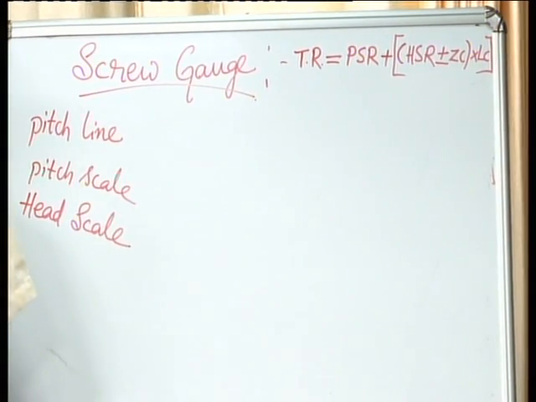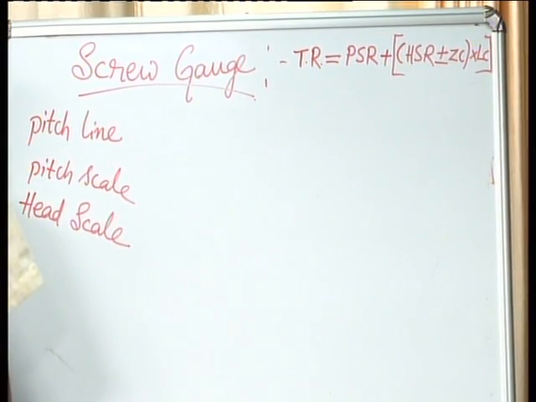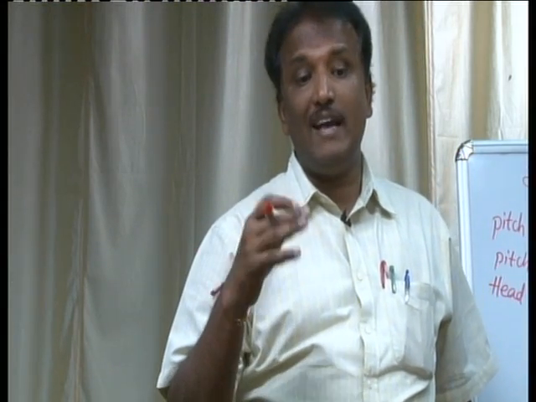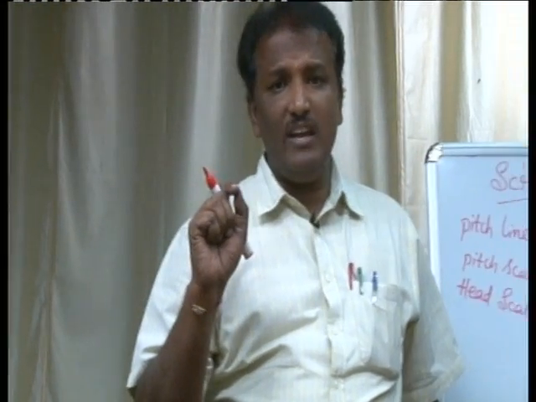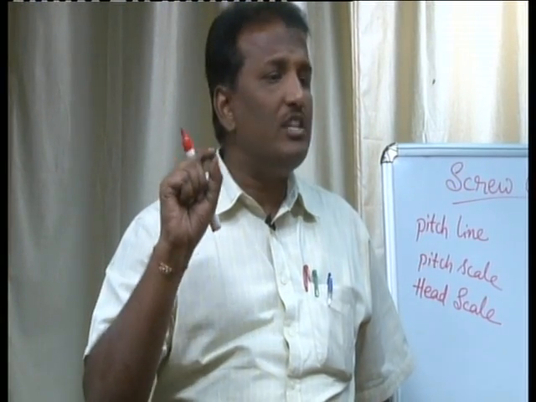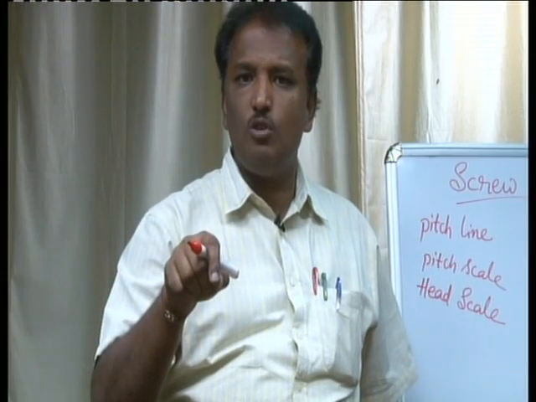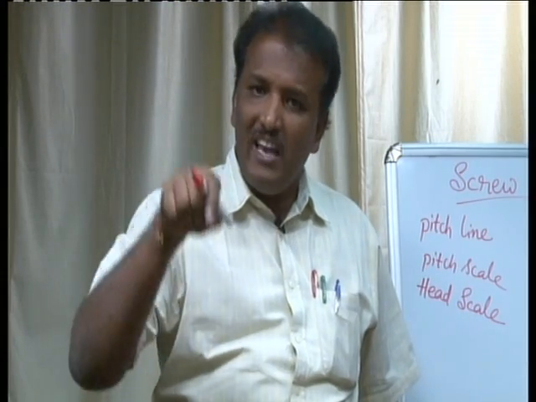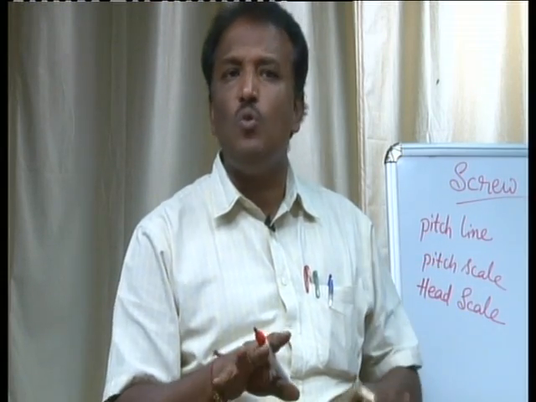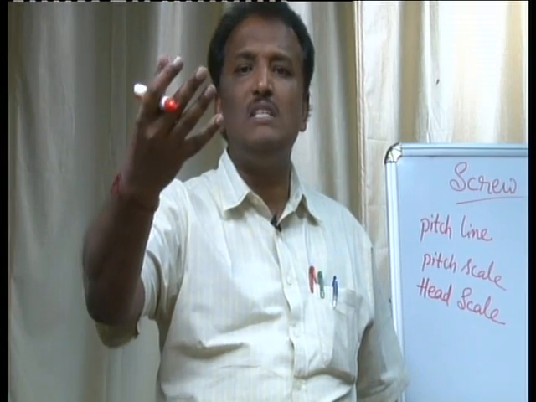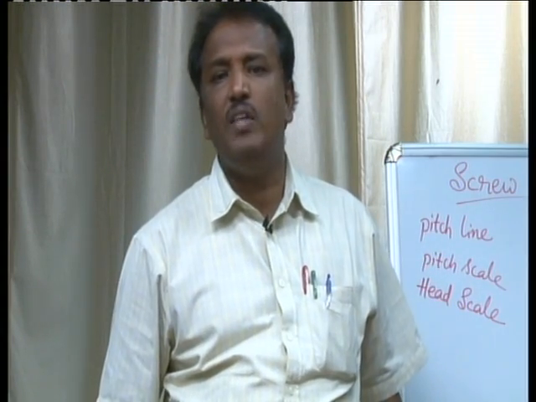ZC means zero correction. Zero correction means what? You have to correct the error. What is there in your instrument? As I explained earlier, every instrument may have its own error. Before making use of that instrument, if there is any error, first you have to correct it, then you proceed with the further part of the work.